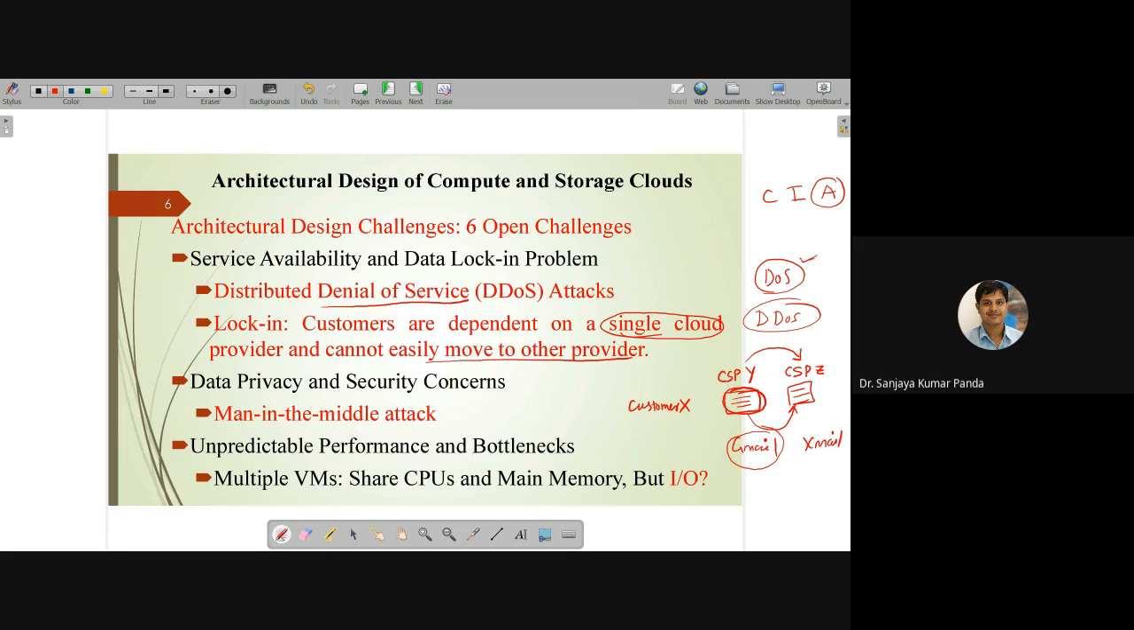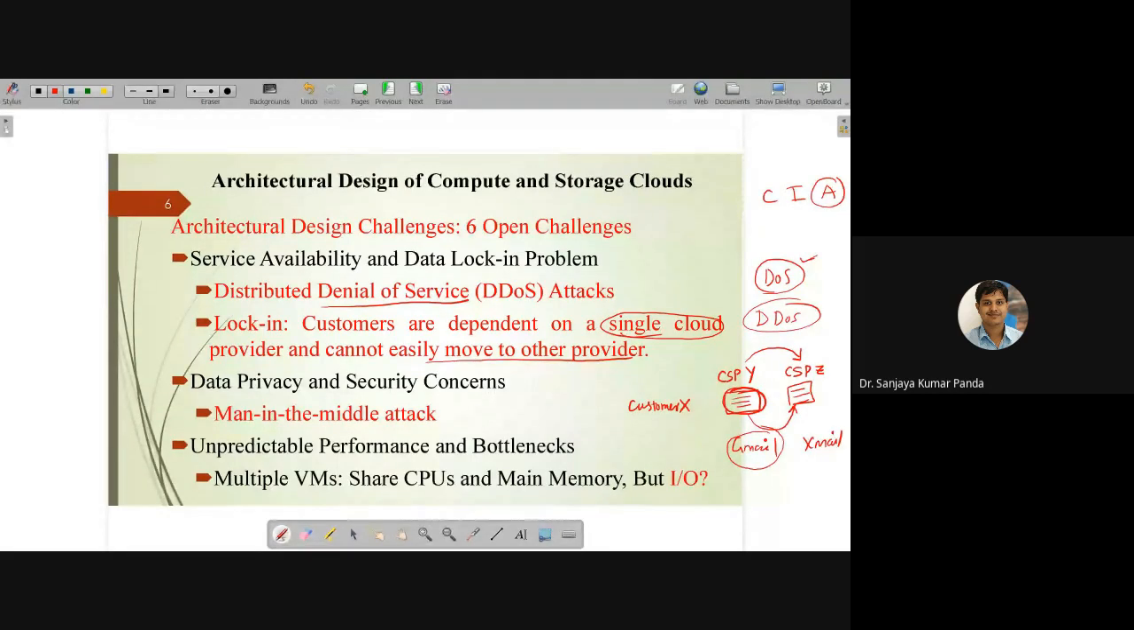Similarly, there is another issue called data privacy and security concerns, right? Whatever data we are keeping in the cloud is related to private information, personal information, right? So it should not be revealed to any person apart from the intended person. If you store some confidential data in the cloud, and that information is available to some other person, like we can talk about the question papers, right?